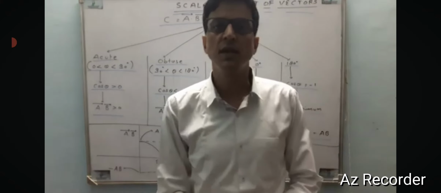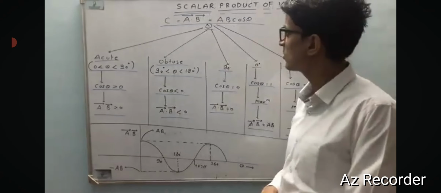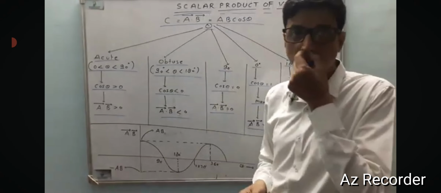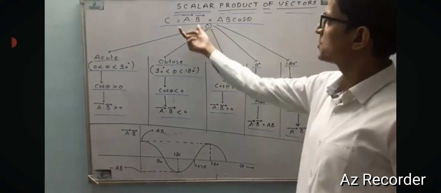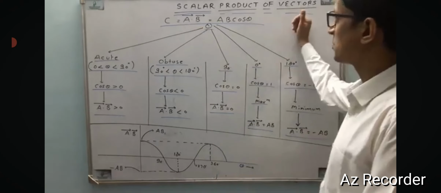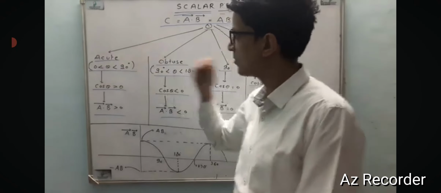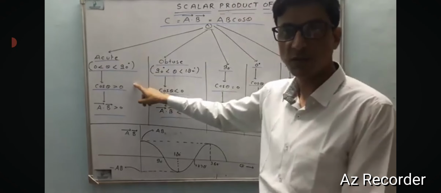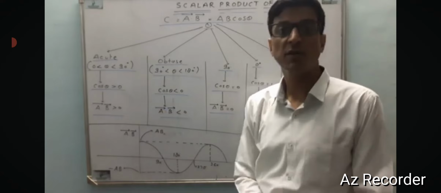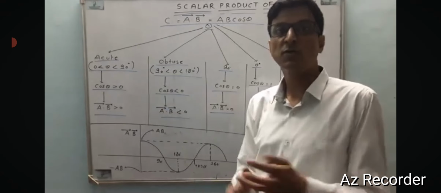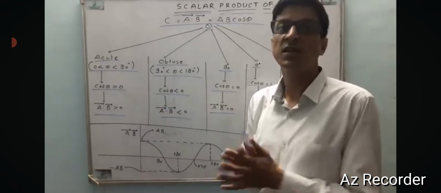Today we will discuss the standard product of vectors in terms of angle. So let's suppose that we define A dot B as AB cos theta. If theta is acute, that means it lies between 0 degrees and 90 degrees, then cos theta will be positive, then A dot B will be positive. So if the dot product is positive, then you can say that the angle between them is acute.